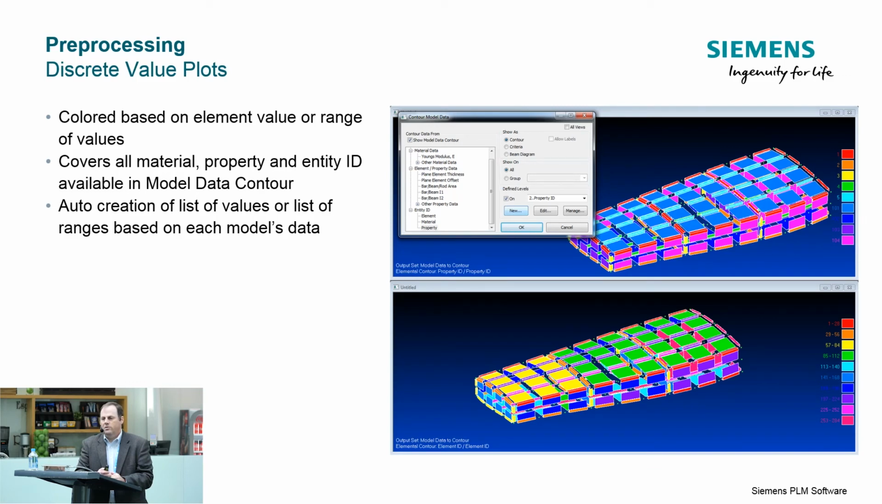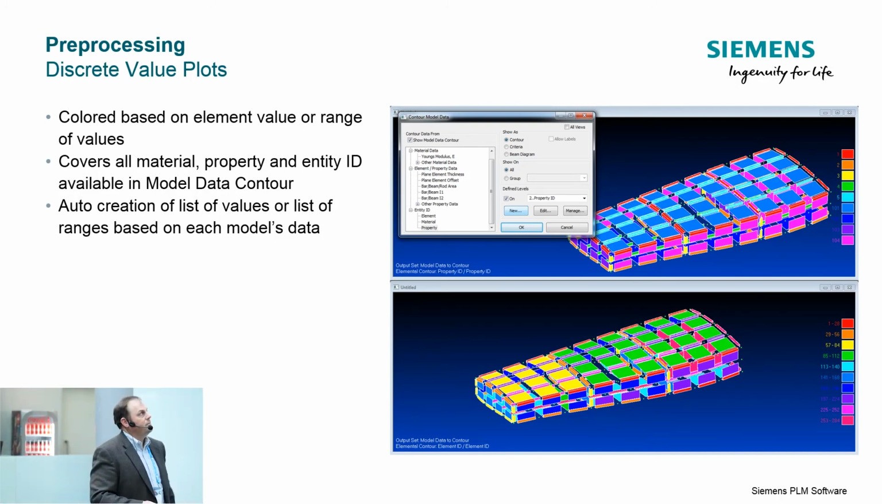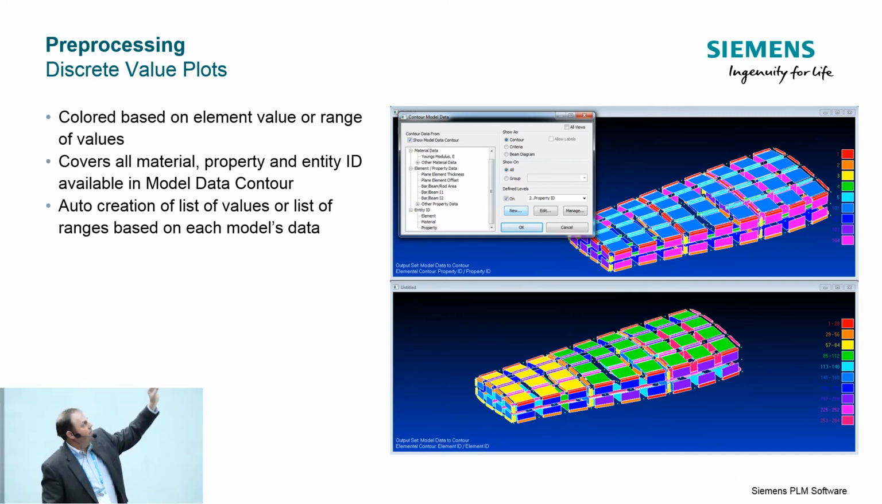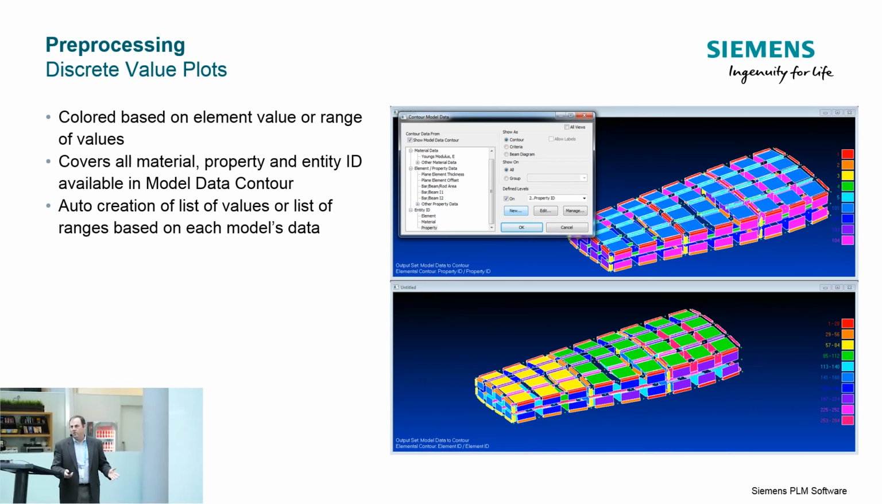You might also want to do this with something like property IDs or material IDs. And why this is different than using the Model Contour Data option is that you get a different contour legend. Instead of a blended contour from top to bottom, you just get specific colors for specific ranges, and you don't have to manually do anything to your contour legend.